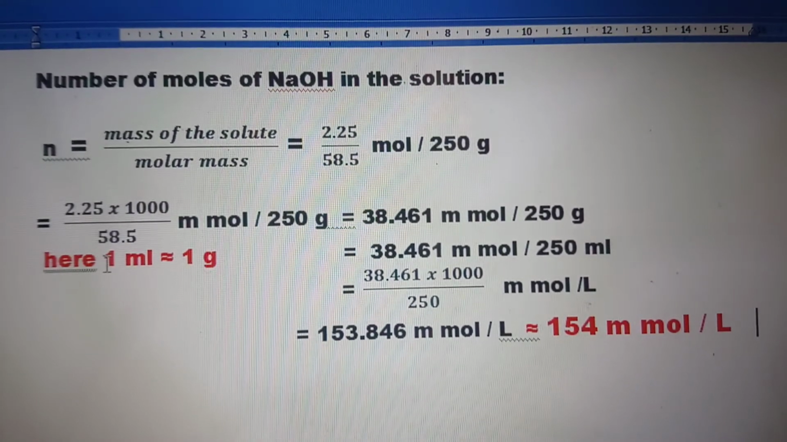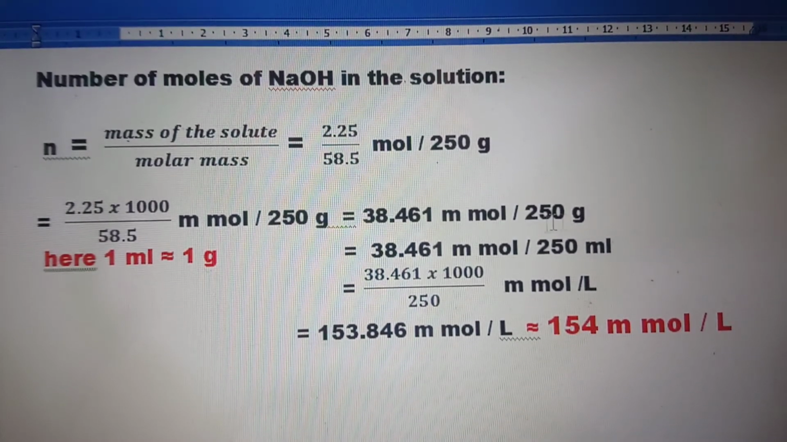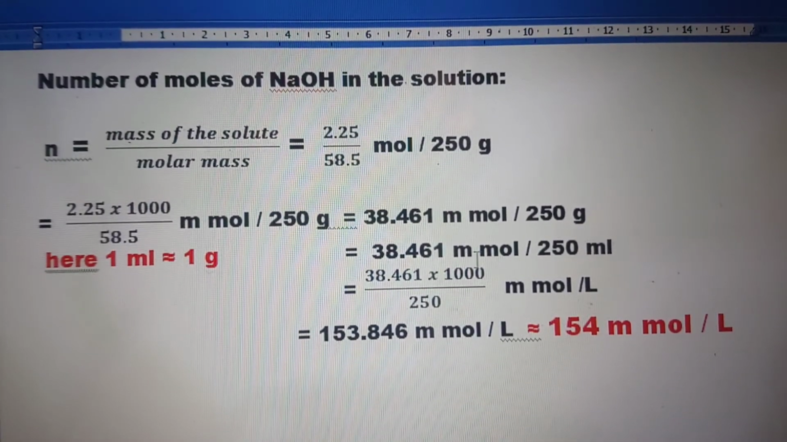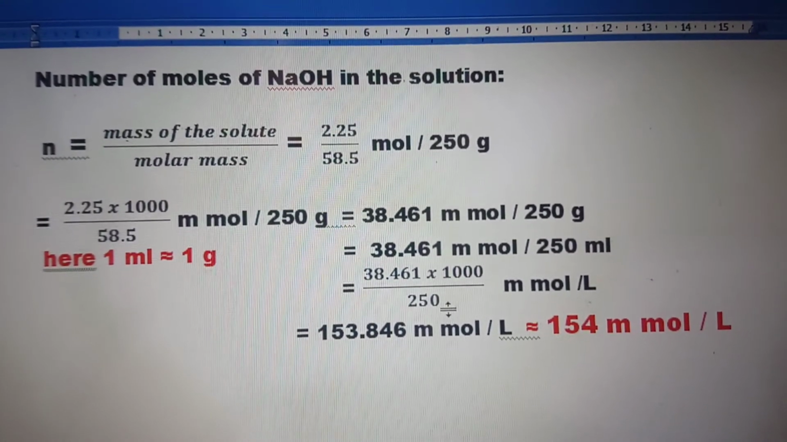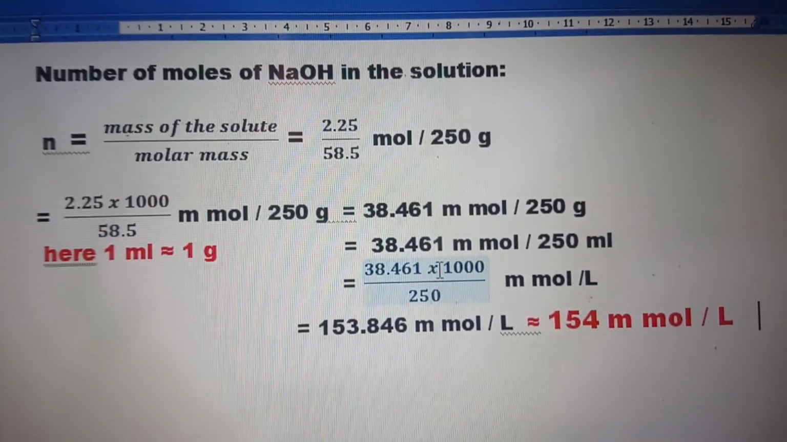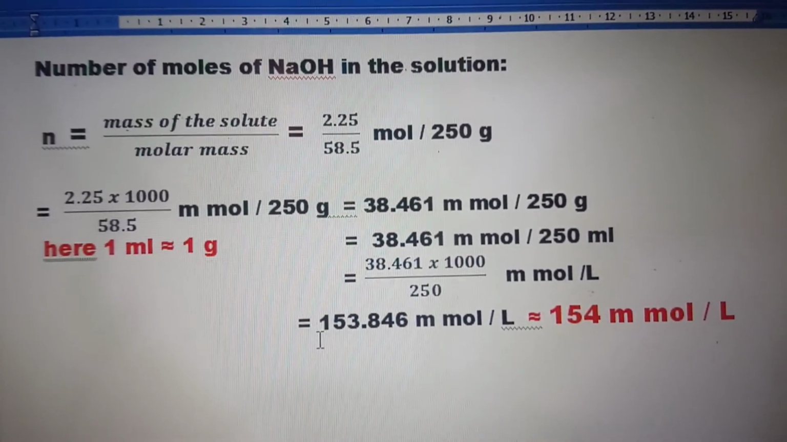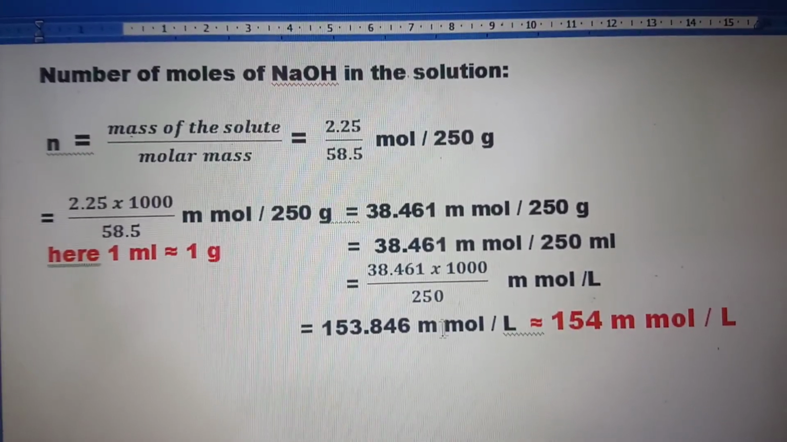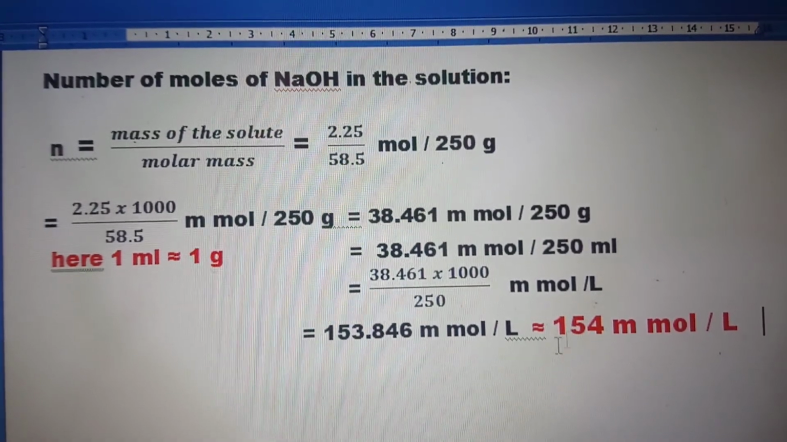But in the question itself, it is given that 1 milliliter is approximately equal to 1 gram. Therefore, 250 gram can be converted to 250 ml here. That much amount, 38.461 millimoles per 250 ml. And when it is in 250 ml, we can convert into liter by dividing by 250 and multiplying with 1000. So this will be in millimoles per liter, and we calculate it as equal to 38.461 times 1000 divided by 250. On calculation, we get 153.846 millimoles per liter, which is approximately equal to 154 millimoles per liter, and that is the answer.